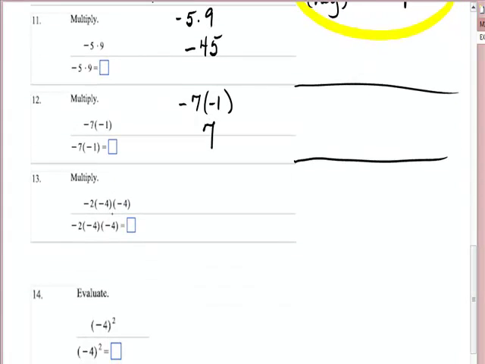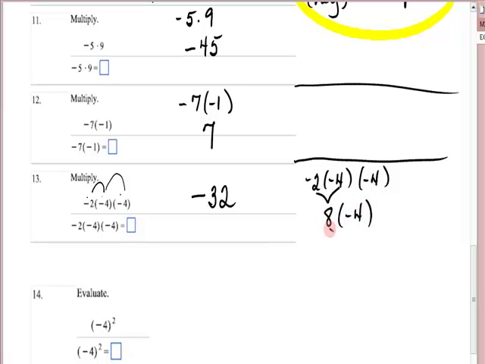Number 13. How many negative factors do I have? I have 1, 2, 3. If I have an odd number of negative factors, I'm going to get a negative product. And now let's multiply. 2 times 4 is 8, and 8 times 4 is 32. So I did a lot of shortcuts on that one. If I did the whole problem again, showing every step, I would move from left to right. Negative times negative is positive 8. Copy down the rest of it. Positive times negative is negative 32.